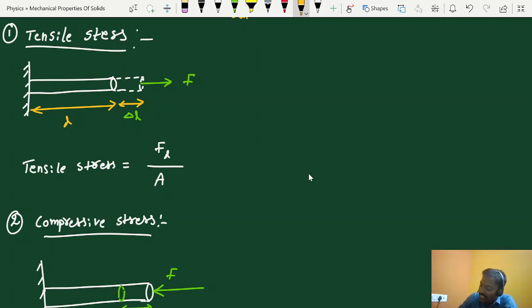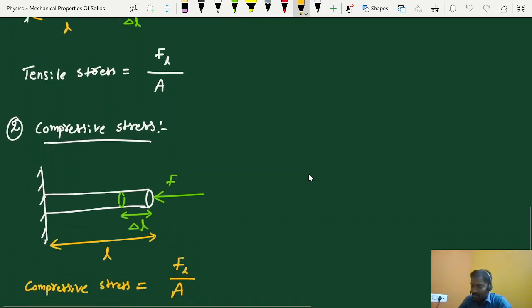So when the length increases, the restoring force developed in it is like interatomic attractive forces, because the length is increasing, so they attract towards each other. And compressive stress is like interatomic repulsive forces. So notice this conceptual point here, right students?